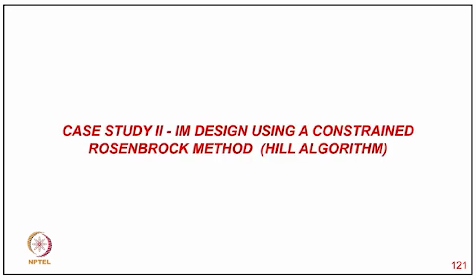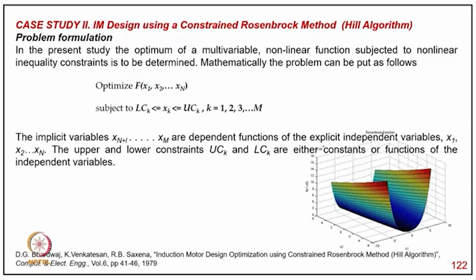Now coming to the second case study in design using the constrained Rosenbrock method, which is a direct search method invented by Rosenbrock. So the example is the problem formulation. In the present study, the optimum of a multivariable nonlinear function subject to nonlinear inequality constraints is determined, and mathematically the problem can be put as optimizing an objective function f, which is a function of all the variables x1, x2 up to xn, subject to the constraints, typically the boundary of the variables as well as the constraint on the performance.